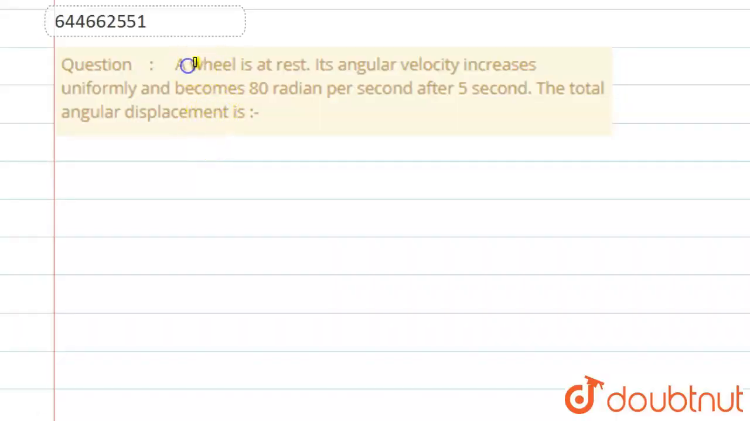Well, hello students, now we're going to see this question. The question says that a wheel is at rest and its angular velocity increases uniformly and becomes 80 radians per second after 5 seconds. The total angular displacement is, so we need to find the total angular displacement.